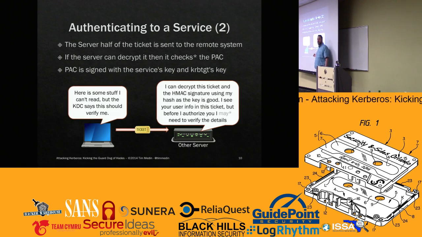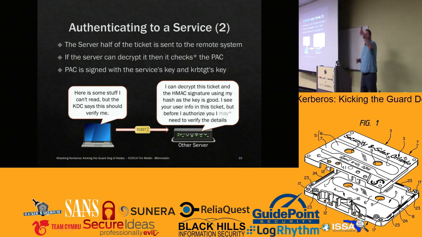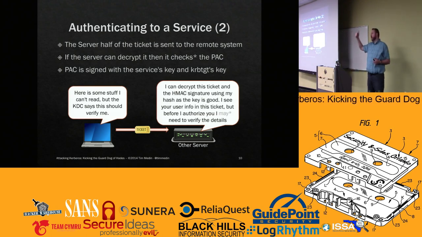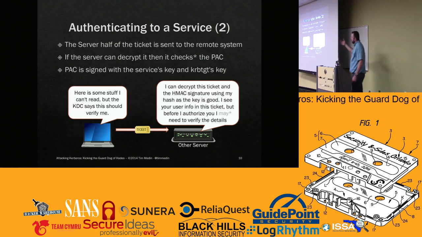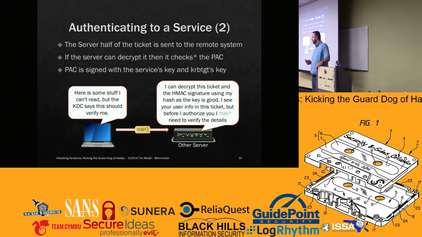This guy's hash, right? So he decrypts it, he knows that I got it from the KDC, because the KDC has the hash. So it decrypts it, it then says, hey, is the user the right user in the right groups? Fill in the blank. Boom, I have access or not. Make sense so far? Like I said, feel free to ask questions at any point in time.